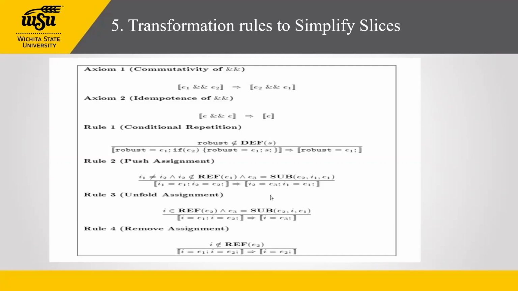Then exemption 2 is an implementation of and. There are 4 rules. Rule 1 is conditional repetition, rule 2 is push assignment, rule 3 is unfold assignment, and rule 4 is removing assignments.